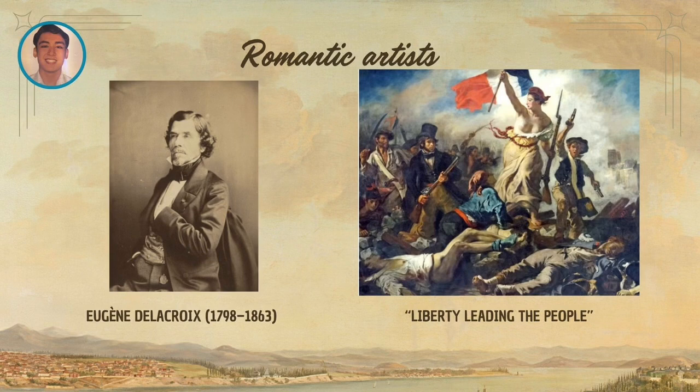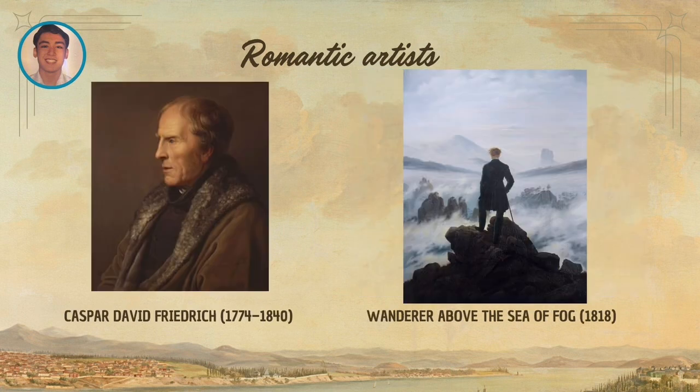Eugene Delacroix was a French Romantic artist renowned for his dynamic compositions, vivid use of color, and dramatic subject matter. He is often considered one of the greatest painters of the Romantic movement and is celebrated for his ability to convey intense emotion and movement in his works. Caspar David Friedrich was a German Romantic painter, renowned for his evocative landscapes that conveyed themes of spirituality, introspection, and the sublime.